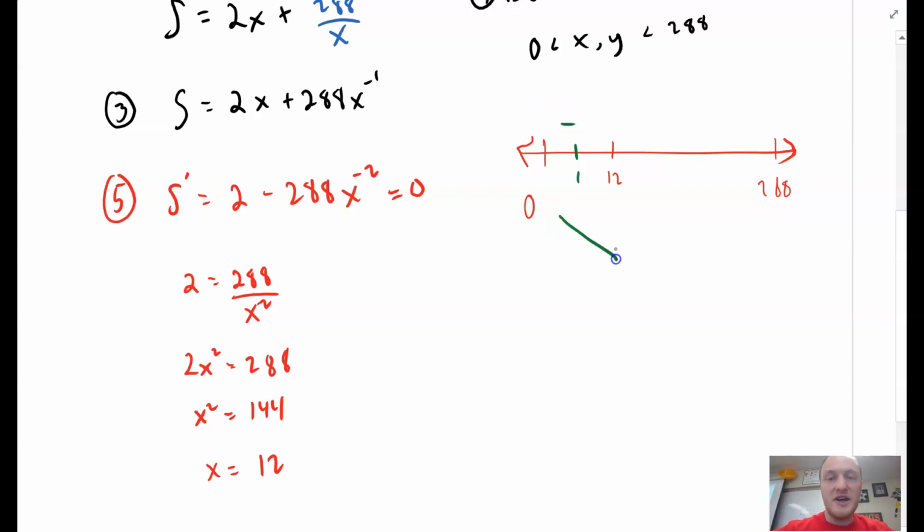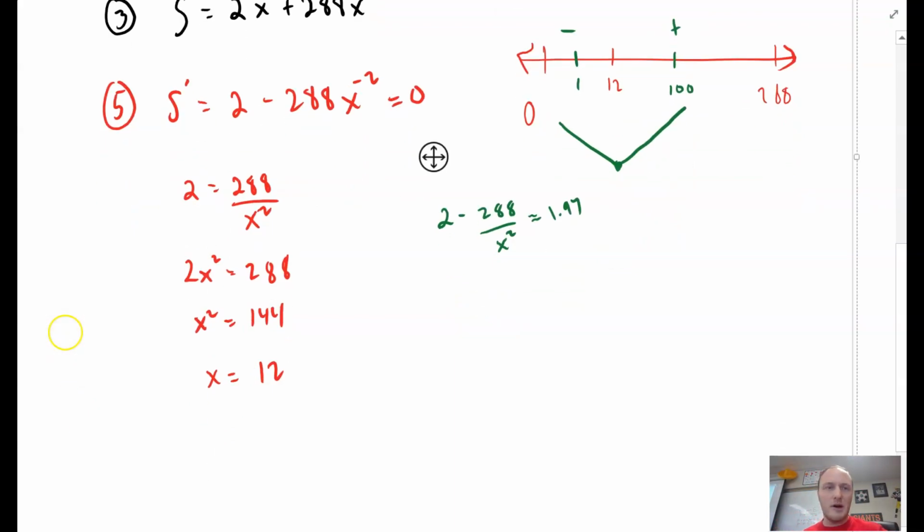So our function is decreasing, looking promising so far. Then I'm going to plug in any number, I'll pick 100. There's no real good number, because we've got to plug it into 2 minus 288 over x squared. When you do this for 100, you get approximately 1.97. That's positive, so that's increasing from 12 to 288. So what do we know? It's a minimum. All right, we're in business.